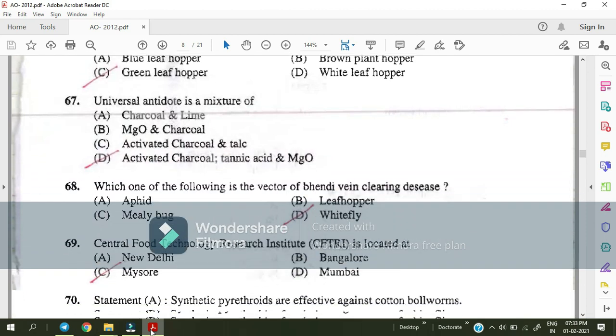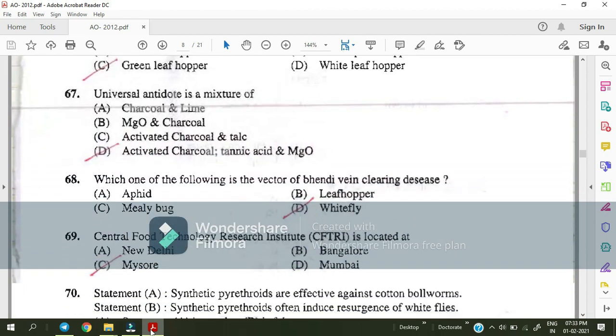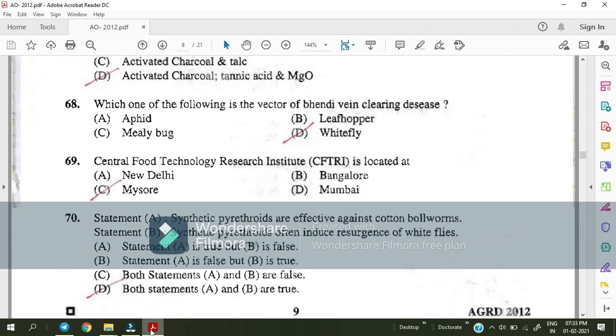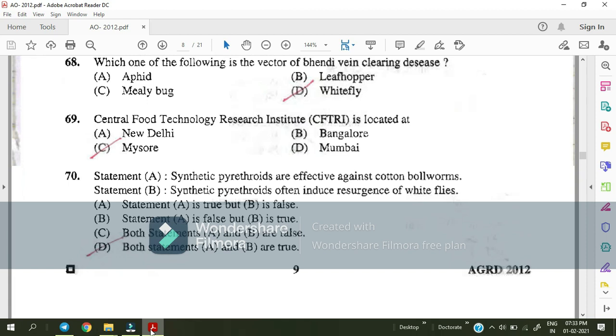69th question, Central Food Technology Institute is located at Mysore. National Bureau of Insects is located in Bangalore. In New Delhi there is NBPGR, established in 1976. It is the National Bureau of Plant Genetic Resources. 70th question, Statement A: synthetic pyrethroids are effective against cotton bollworms. Statement B: synthetic pyrethroids often induce resurgence of whiteflies. Both the statements are true.